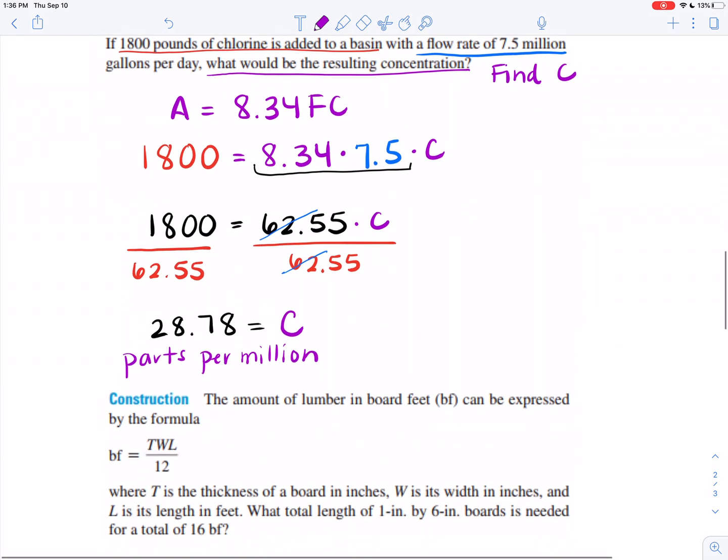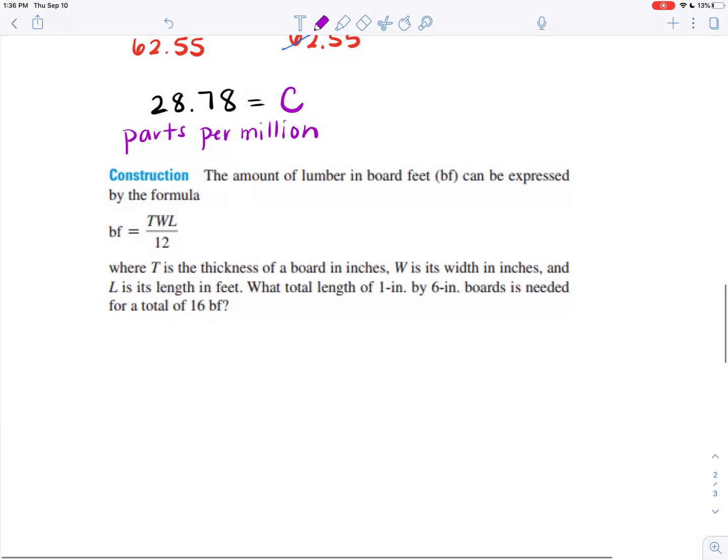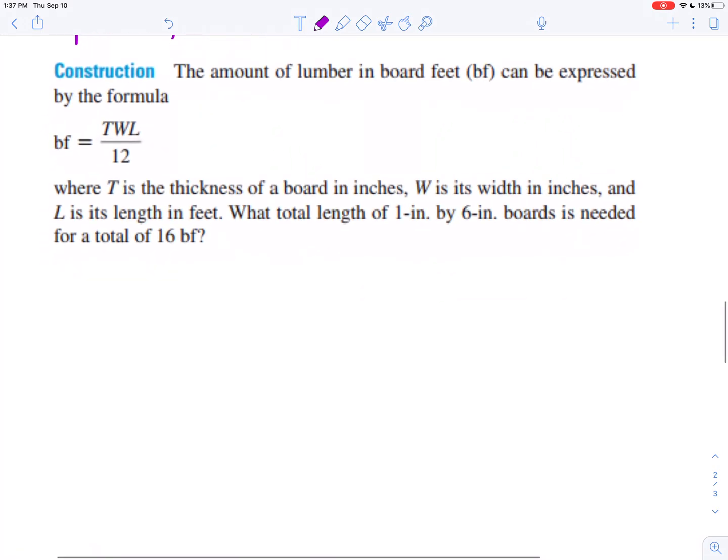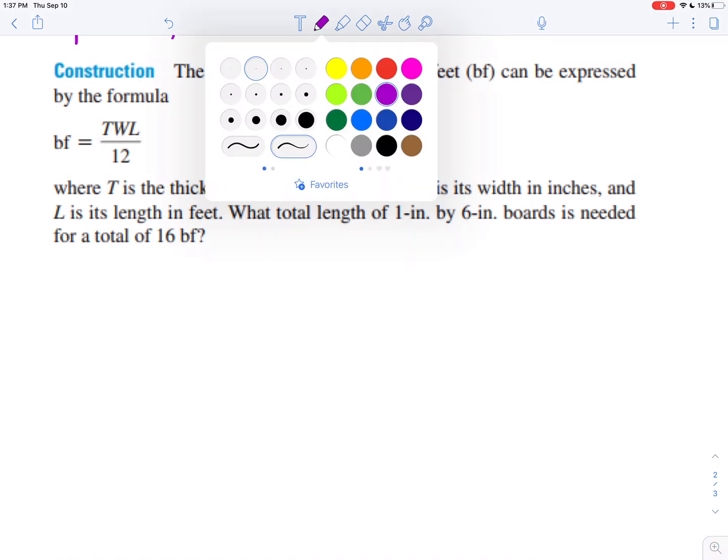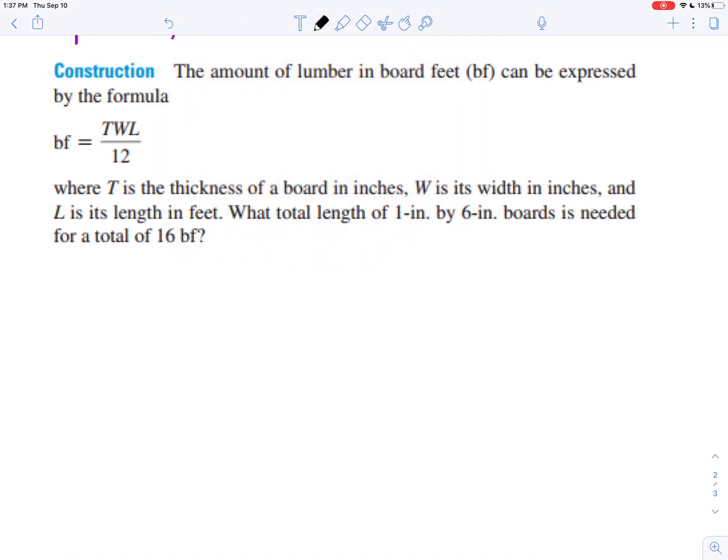All right, so let's do one more together, and then you'll be able to look through these in your study plan in that second objective. And I'm going to work this one the same way. I'm going to start with my formula. This formula gives the amount of lumber in board feet, so that's our BF here.